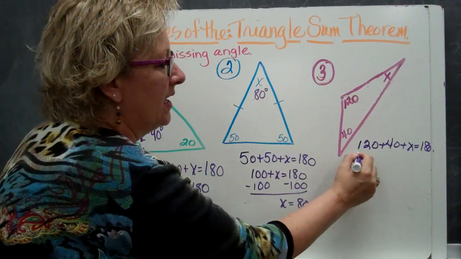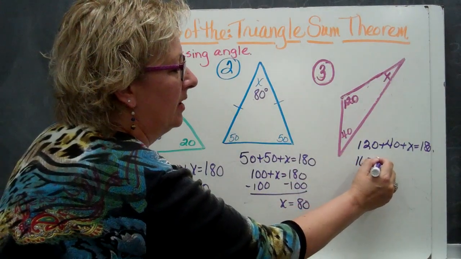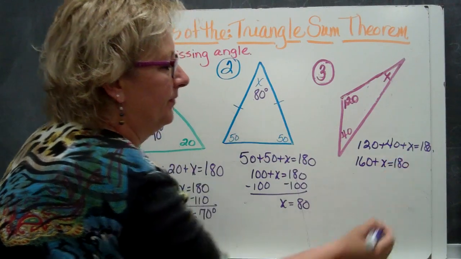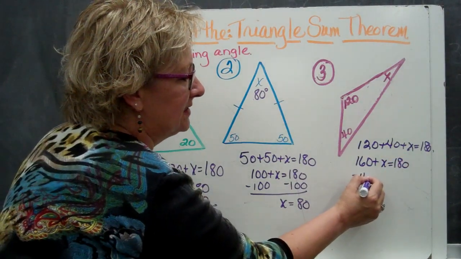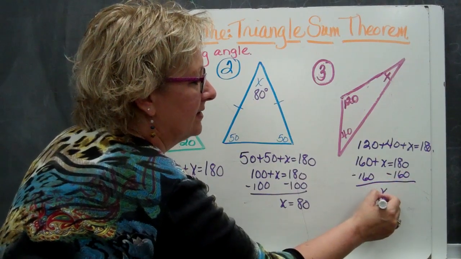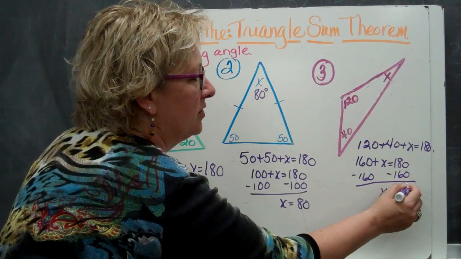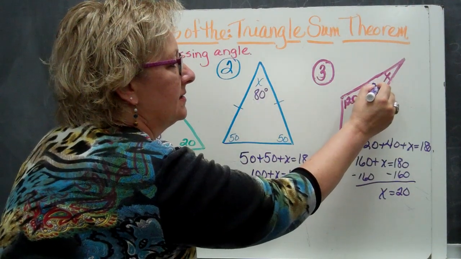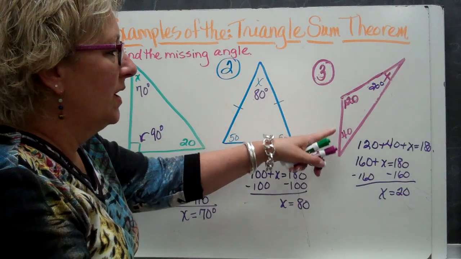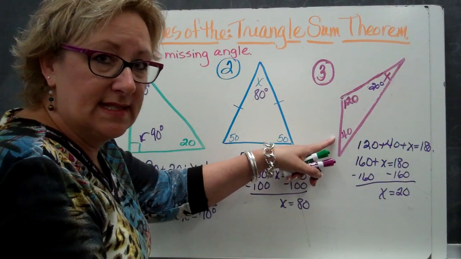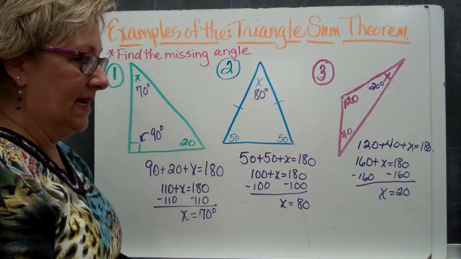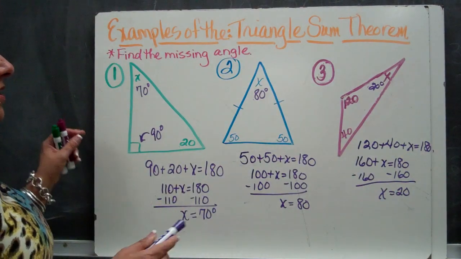120 plus 40 is 160, plus x is going to equal 180. When I subtract 160 from either side, I know that angle x is going to equal 20 degrees. So angle x is 20 degrees. Let's add it up and see if we're right. 120 plus 40 is 160, and 160 plus 20 will give us 180. So we did all of these correct.